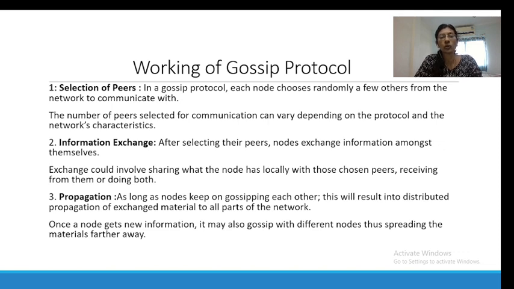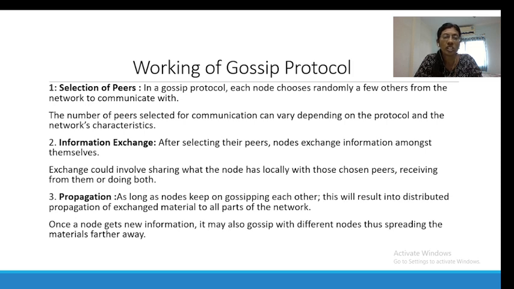Working of gossip protocol. First, selecting the peers. In a gossip protocol, each node randomly chooses a few other nodes from the network to communicate with. The number of peers selected for communication can vary depending on the protocol and the network's characteristics.